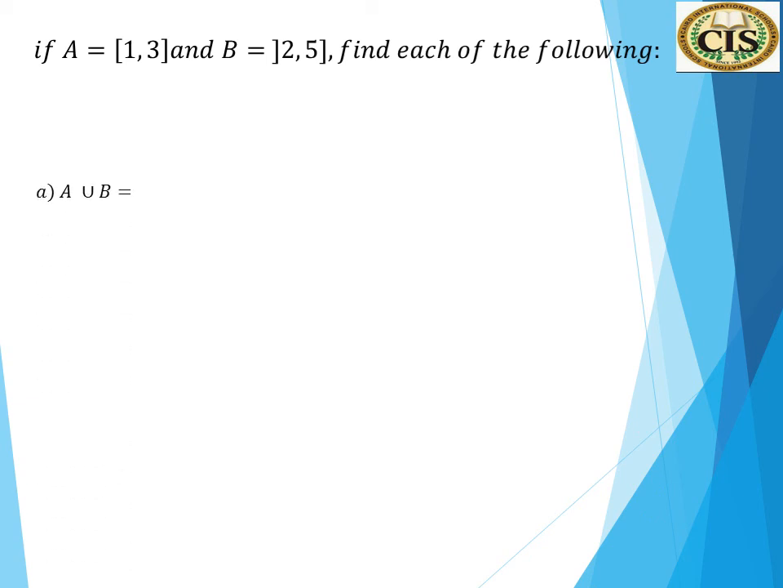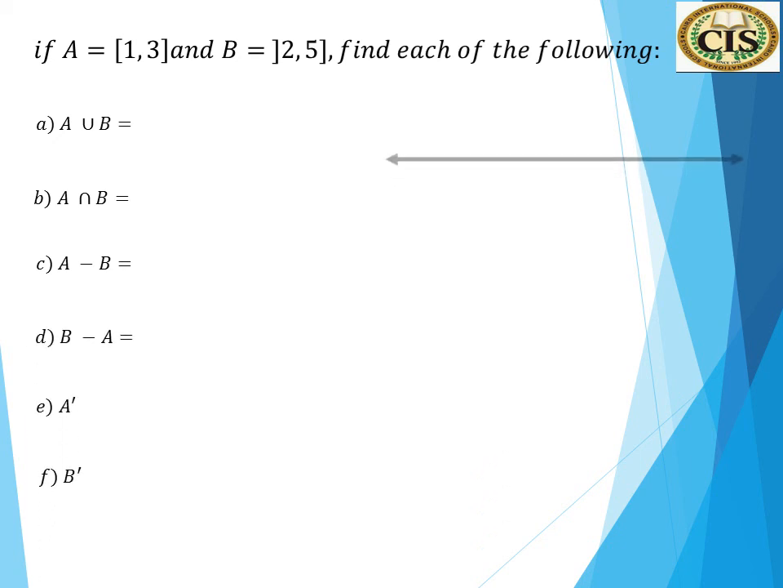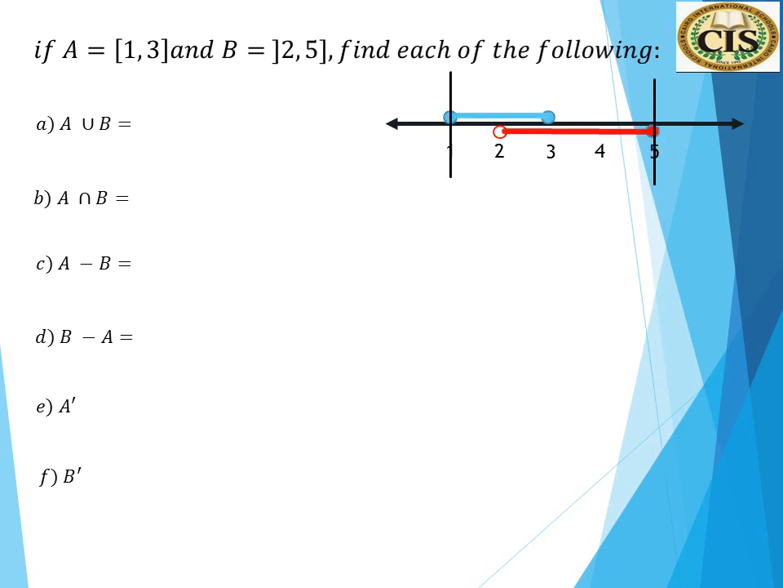If A equals 1, 3, B equals 2 open, 5, find A union B, A intersect B, A minus B, B minus A, complement of A and complement of B. By number line, we represent the number line here. Union means from A to 5. Intersect B, 2 open and 3 closed. Number 3, from A closed 2, but 2 here is open, it will be closed. The last one, 3 open, 5 closed.